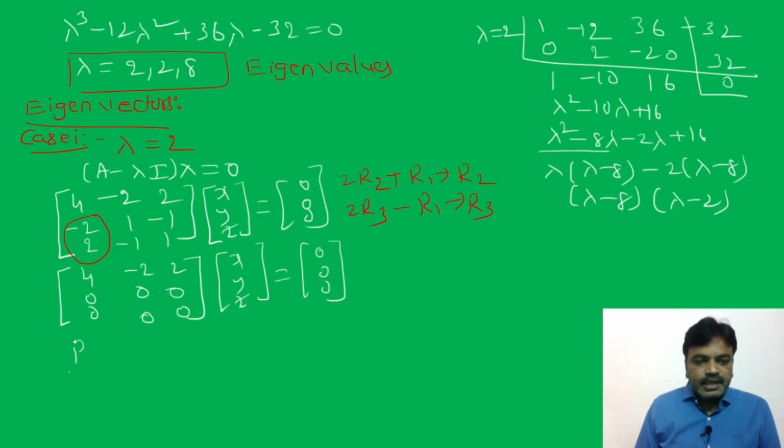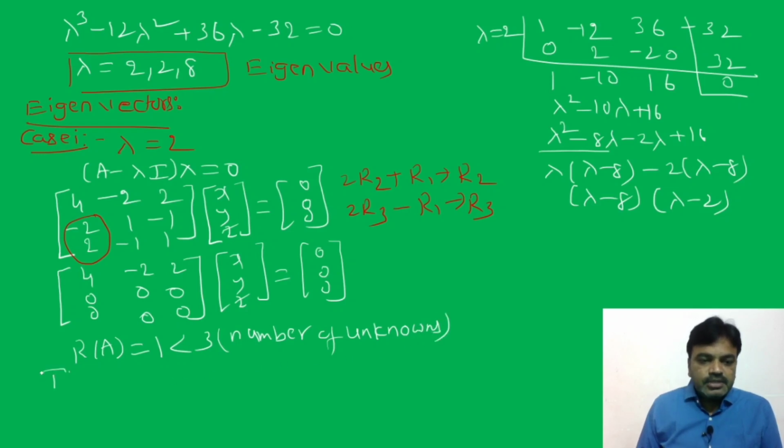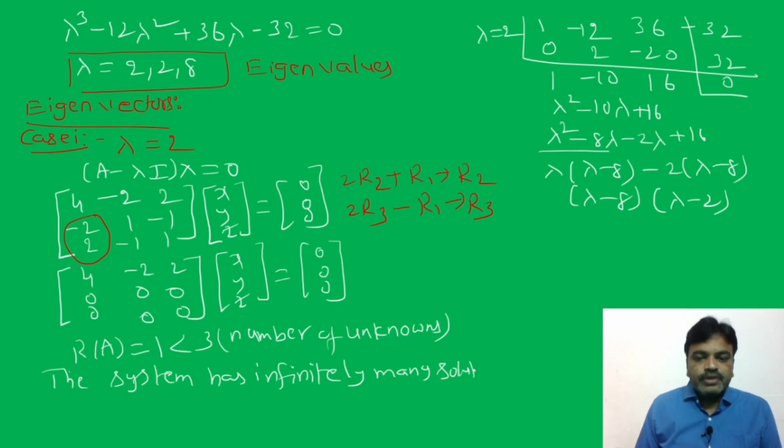Clearly here, friends, we get echelon form. Rank of A is equal to 1, only one non-zero row, friends, which is less than 3, the number of unknowns. Clearly here the system has infinitely many solutions.